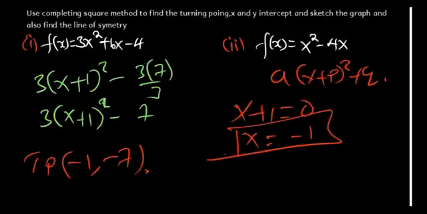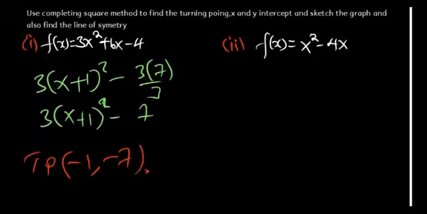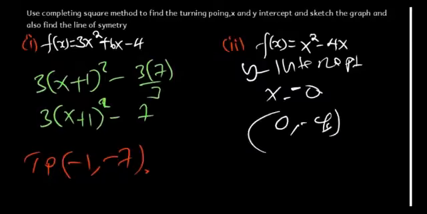Okay, now to find the x intercept, or let's start with the y intercept. If you want to find the y intercept, set x equal to 0, meaning that in this equation where there's x, let's put 0. So our y is going to be negative 4. So we're going to have 0 comma negative 4. That will be our y intercept.